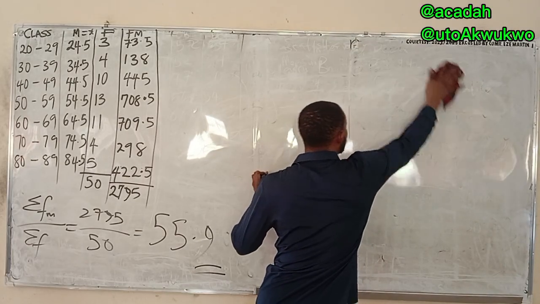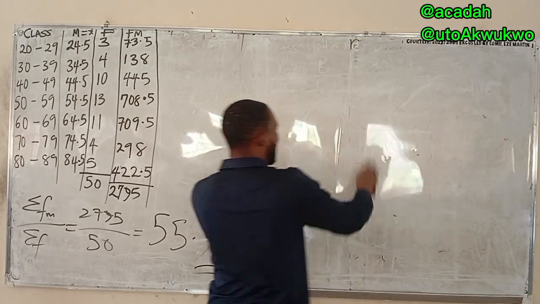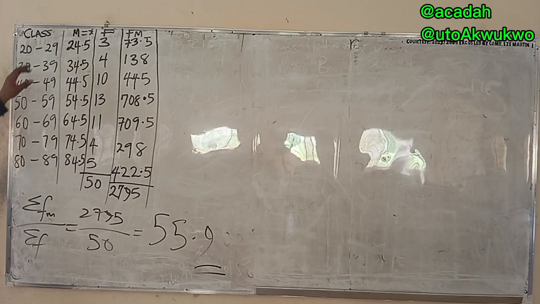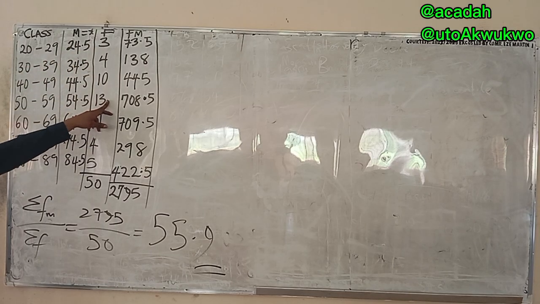Let's find the mode. Find the median, find quartiles, find the things related to the measures of location. In order to find the mode, it is simply said to be the class with the highest frequency. If you check, this is the frequency. Which class has the highest frequency here? 50 to 59, should be?